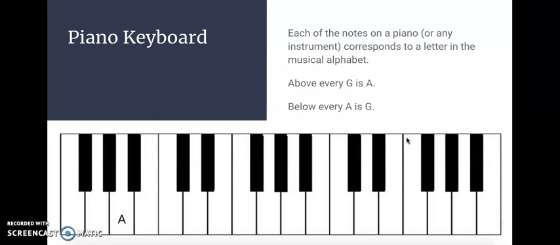We think about where A is, it's right here, and then that continues up. B is the next note, and then C, and then D, and then E, F, G, and after G comes an A. After the A comes a B, C, D, and so on and so forth.